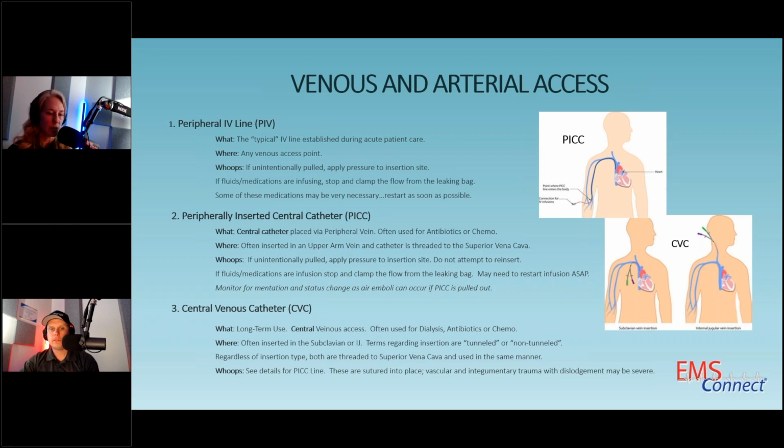Again, with any one of the central catheters, so your PICC line or your central venous catheter, anytime those get pulled out, due to the length of them and the placement of them, sometimes an emboli can occur in travel. And so you'll want to monitor respiratory status, how the patient's breathing. It's not a common thing, but it can definitely happen. And that is one of the side effects of pulling out those longer central catheters.